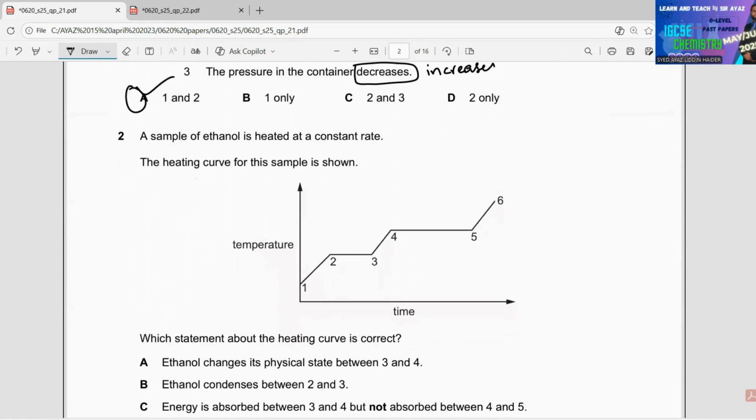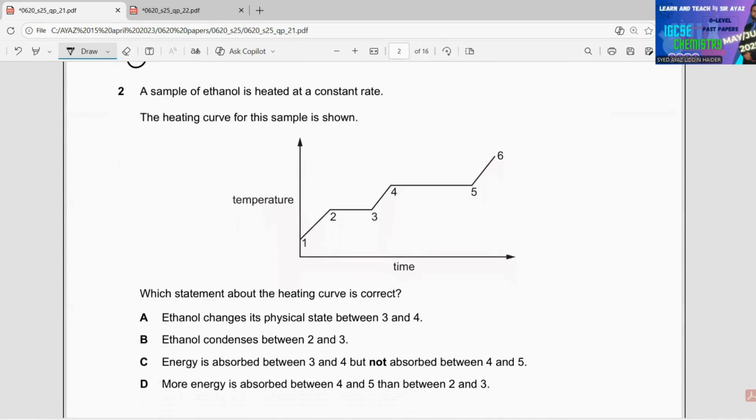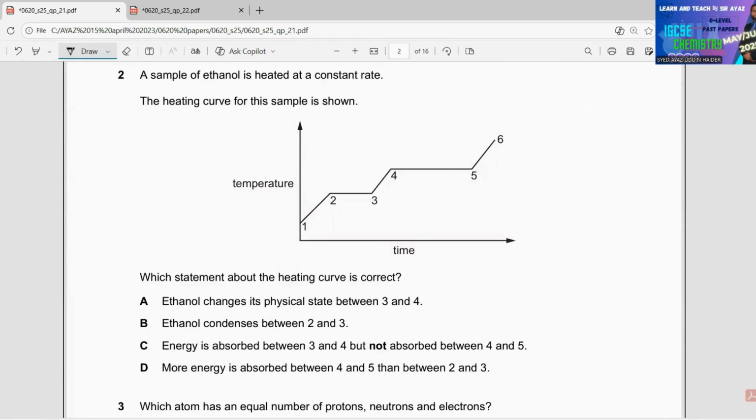Number 2, a sample of ethanol is heated at a constant rate. The heating curve for this sample is shown. Here's a heating curve. On the x-axis, you have time. On the y-axis, you have temperature. Which statement about the heating curve is correct? A, ethanol changes its physical state between 3 and 4. This is incorrect because between 3 and 4, you have only one state.